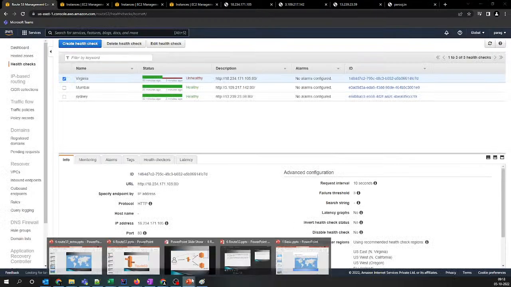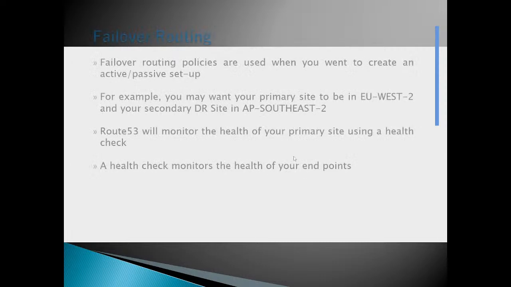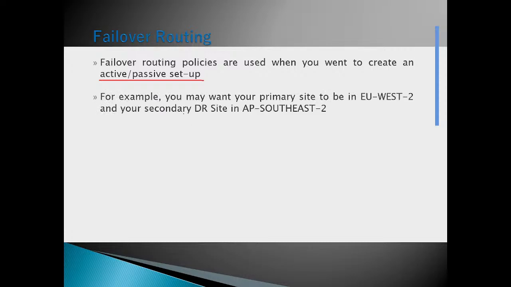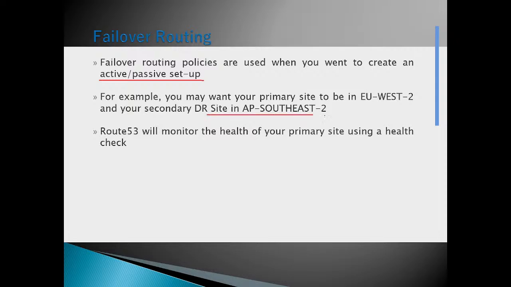Okay. So this is a failover routing. Failover routing policy is used when you want to create an active passive setup. For example, you want your primary site to be EU West 2 and the second site to be AP South 2. So these are different regions. This is how we create a disaster recovery or active standby.